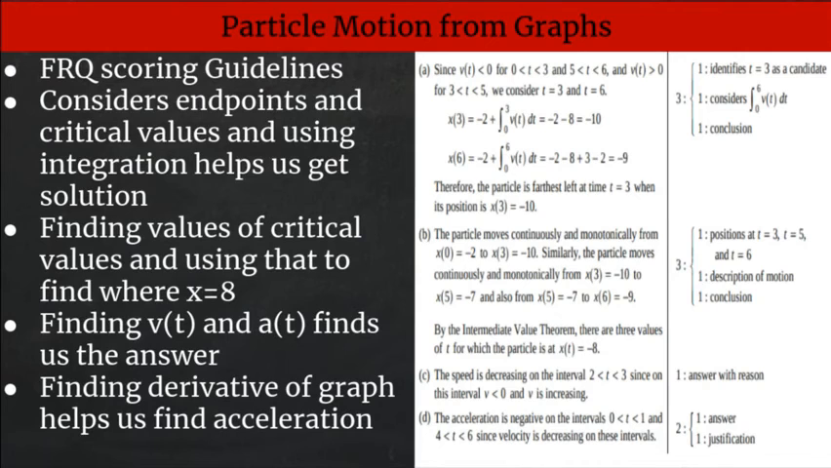And here are the guidelines and scoring for the FRQ question. For part A, you have to consider the endpoints and critical values, and you have to use integration to get the solution, and that would get you 3 points. For part B, finding the critical values and using that to find where x equals negative 8 and how you describe the motion gives you all 3 points. For part C, finding v of t and a of t finds us the answer, which would get you 1 point. And then for part D, the answer, the justification, and finding the derivative of the graph gets you 2 points.